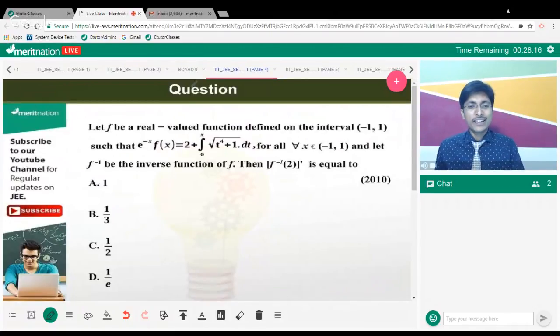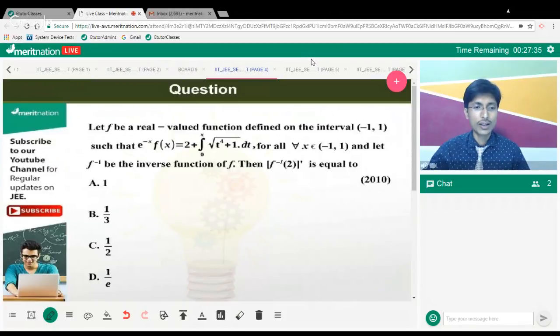Okay. Now looking at it, it seems a really tough question. It says that let f be a real valued function defined on the interval -1 to 1 such that e raised to the power negative x f(x) is equal to 2 plus integration of 0 to x under root of t raised to the power 4 plus 1 dt. Okay. Now what is it talking about? It's talking about f inverse, and it's also talking about differentiation.